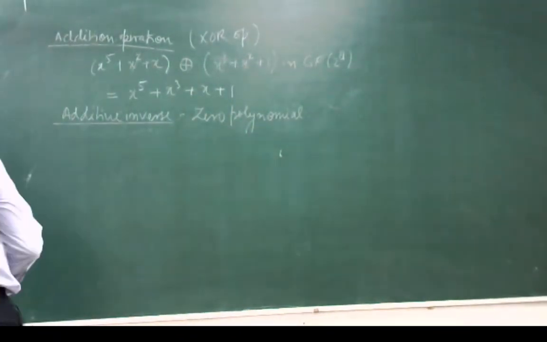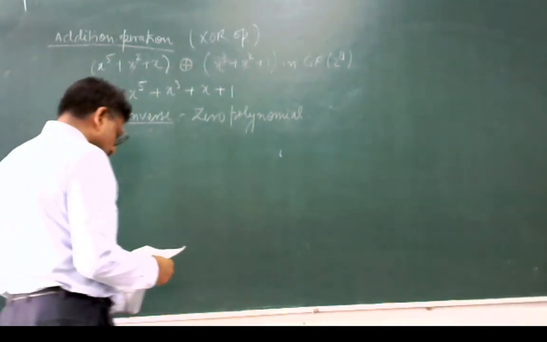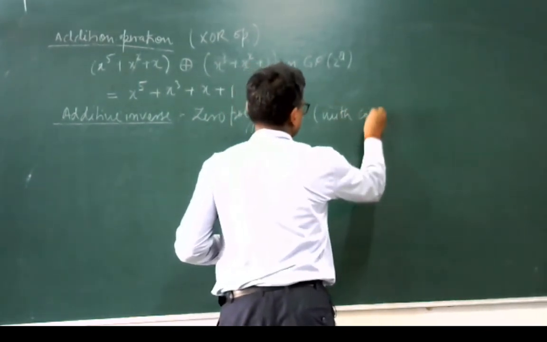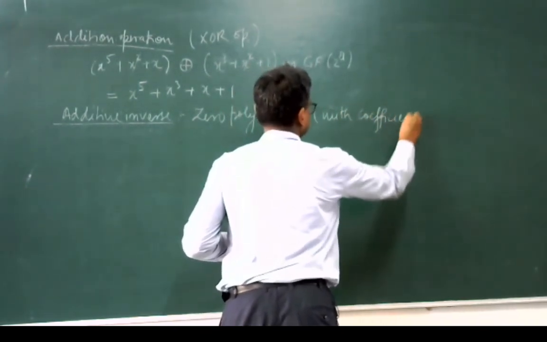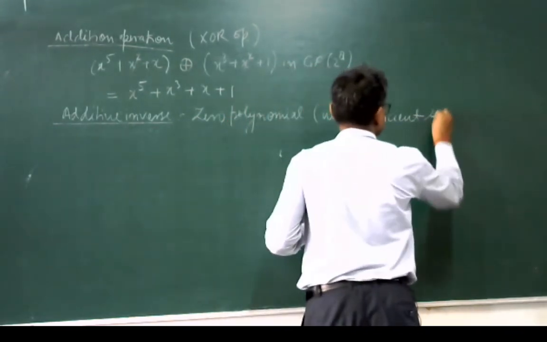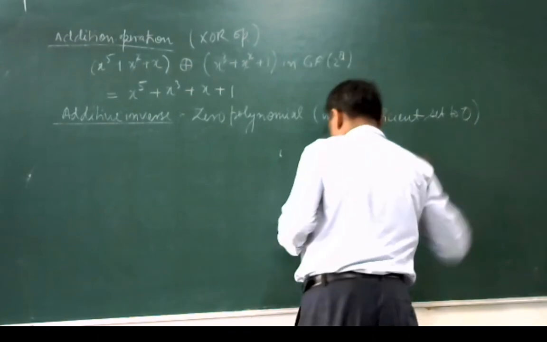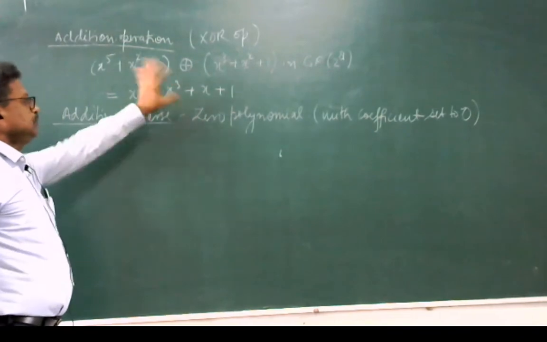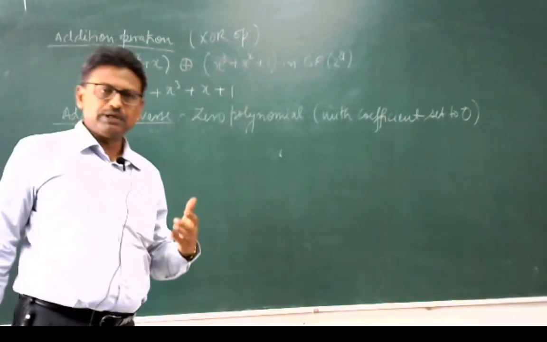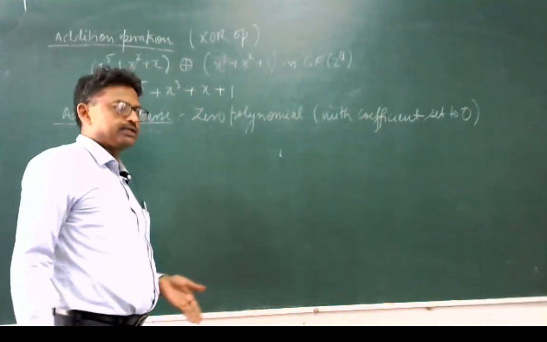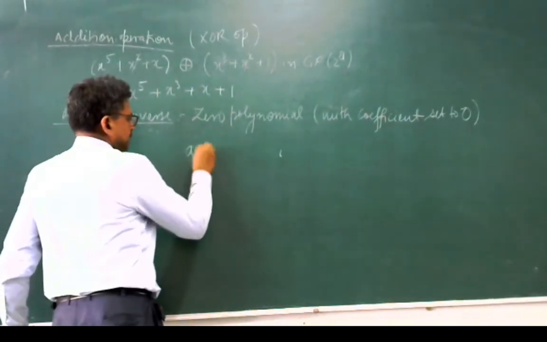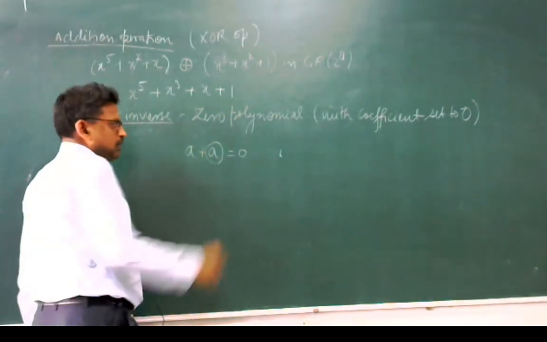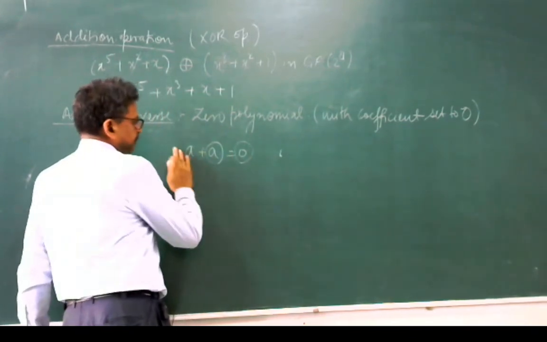So, the zero polynomial is the additive identity. What is the zero polynomial? The polynomial with all coefficients set to 0. It means that if we have to take the additive inverse of any polynomial, the same polynomial will be the additive inverse, because if a plus a gives the result 0, this a is the inverse of a, because 0 is the identity element.